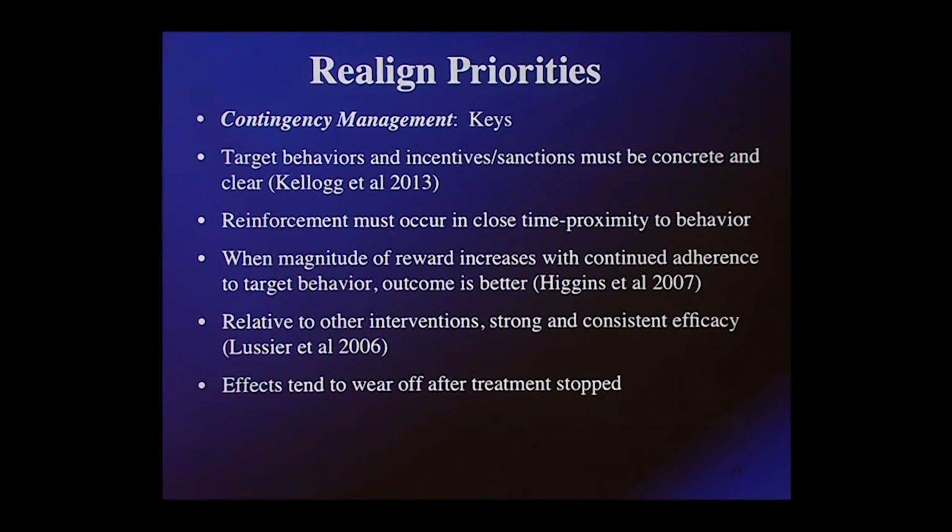Now we know this works, and a lot of studies have demonstrated that this approach works. Now, there are certain key components to this that have to be in place. So one is that the target behavior and incentives and sanctions have to be concrete and clear. There has to be no gray area about what we're talking about for a target behavior and when you're falling short of it and when you're meeting it. That has to be crystal clear.